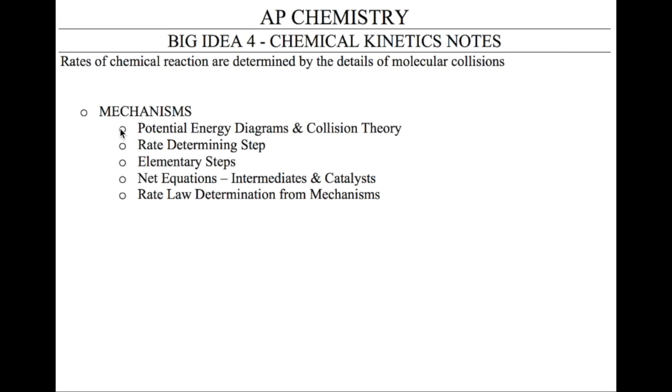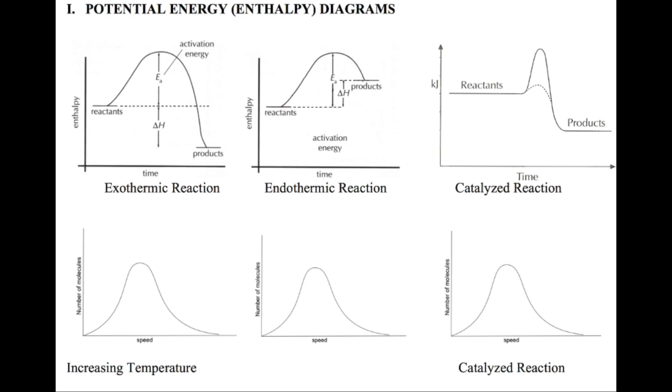So mechanisms have 5 major parts to them, and we have to go over each individually. Today we're going to talk about potential energy diagrams and how collision theory affects them, and rate determining steps of specific reactions and all the steps that go along with them, which are known as elementary steps, how all those elementaries set up to net equations, and we have to identify within those elementary steps intermediates and catalysts. And last but not least, talking about rate law determinations of mechanisms. Okay, let's get started. First thing on our list is potential energy diagrams.